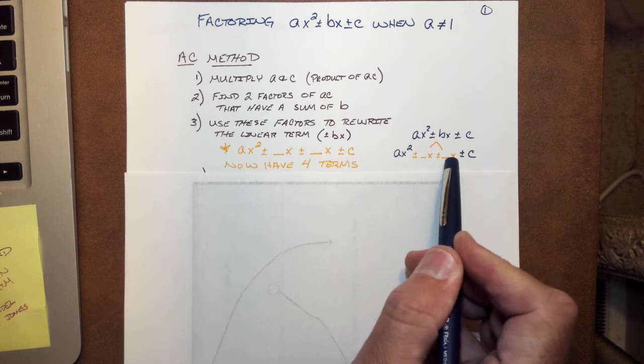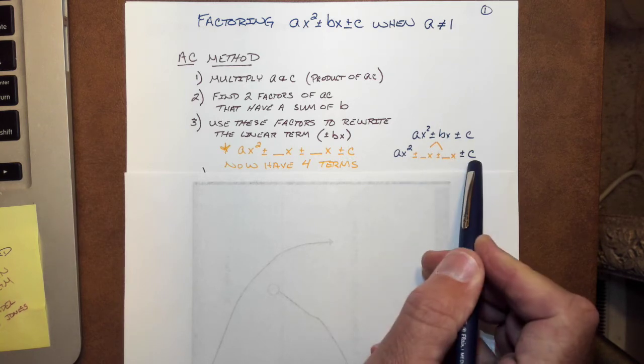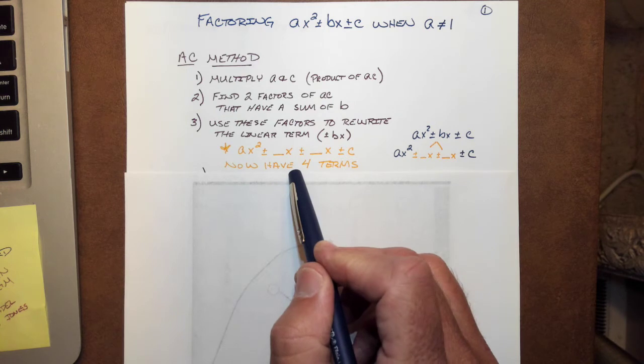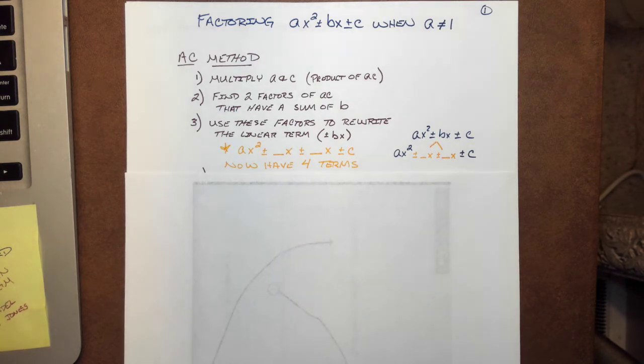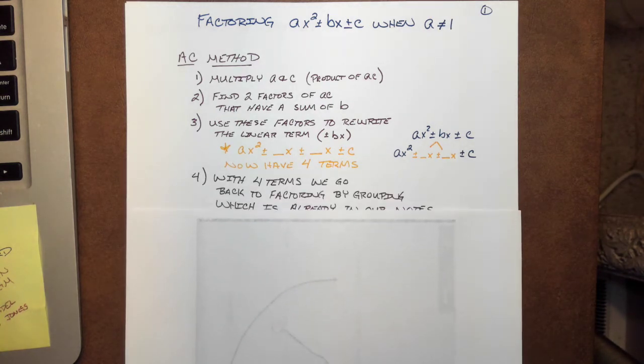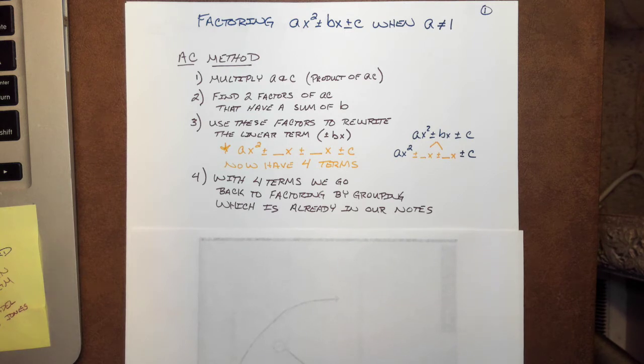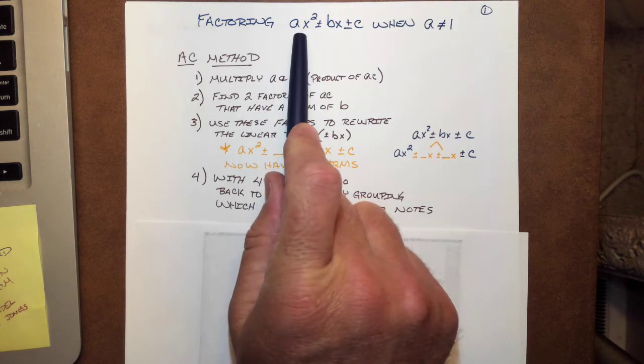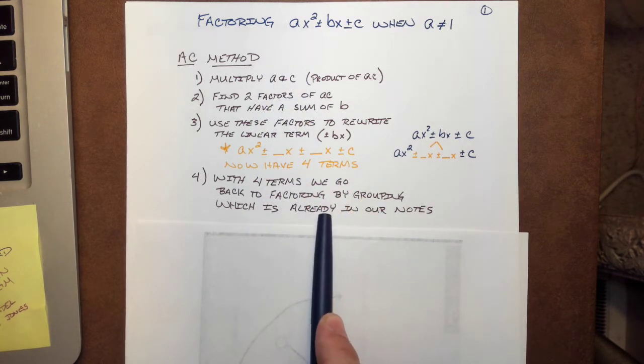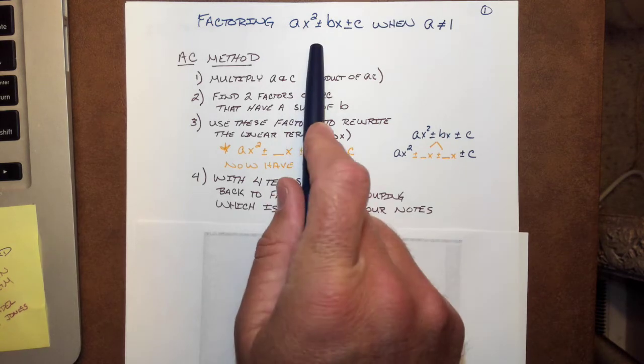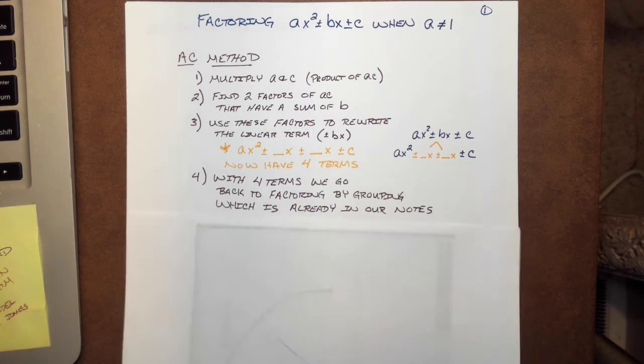Now the x is in both of these. This is x squared, this is our constant. With 4 terms, that goes back now to stuff we've already got in our notes, and that is factoring by grouping. We already have that in our notes, so we're going to follow that procedure, and that's going to get us through this. So what are we doing? We're turning a new problem into something we've already learned. Something new using prior knowledge. So let's go through an example here and see what we come up with.